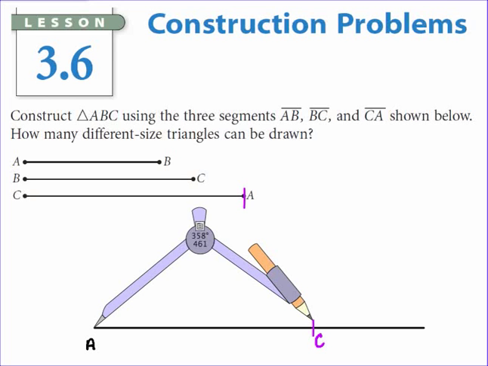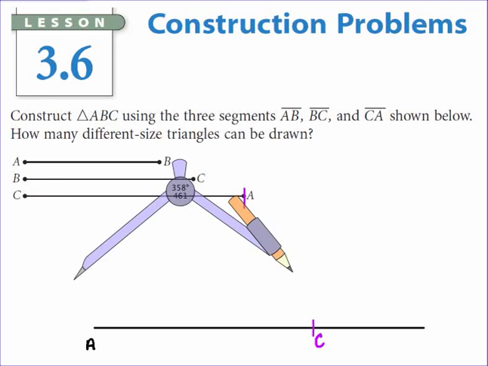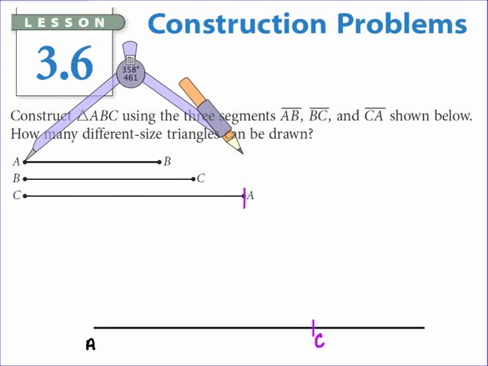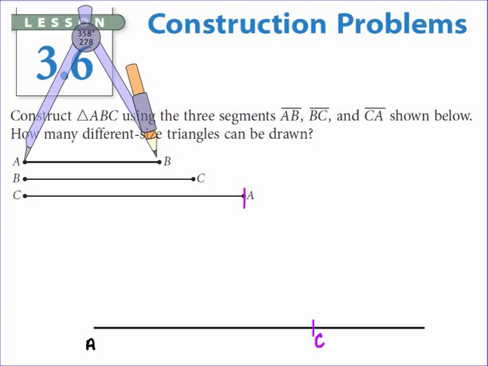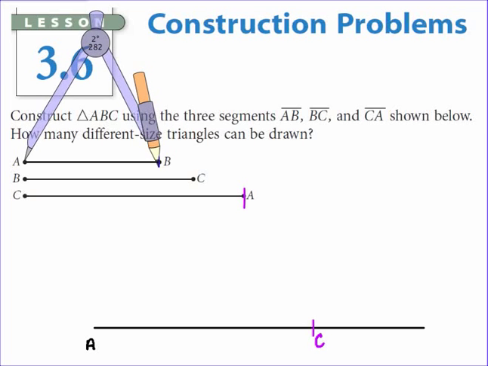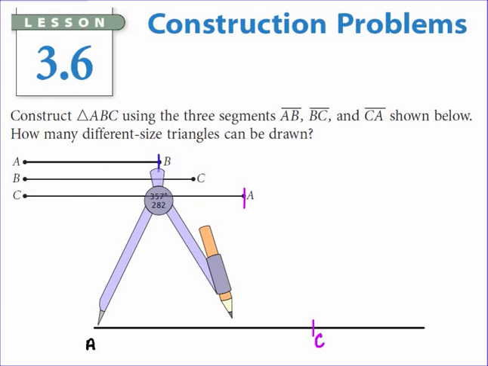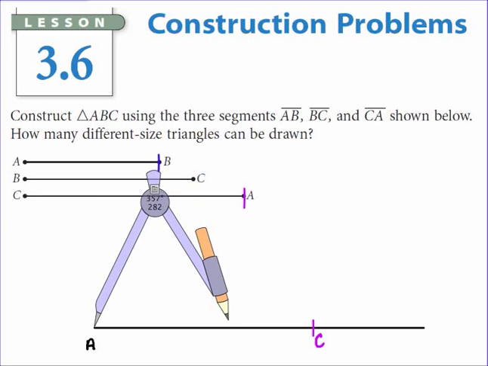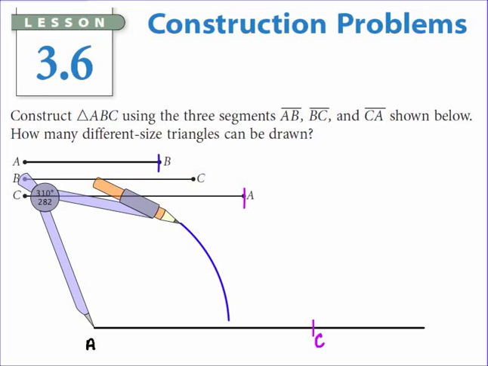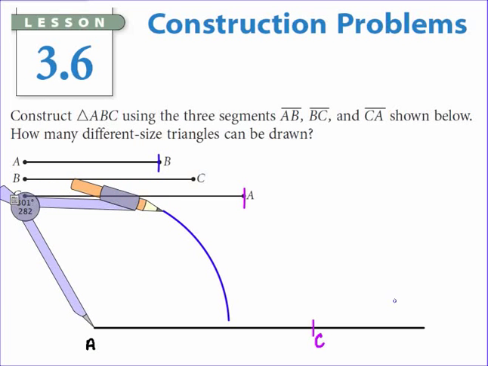Now we need to find B. And I know that B is somewhere between A and C. So now I'm going to measure segment AB, and I'm going to draw an arc in. I'm going to come down here to A and draw an arc. Now I don't know where it's at, so notice I put a big arc there.